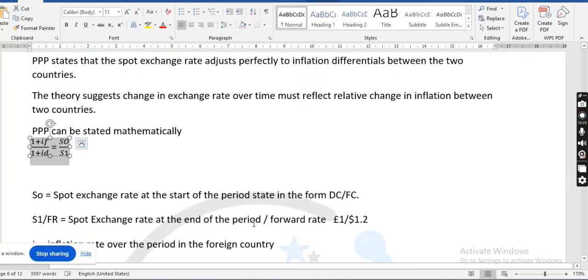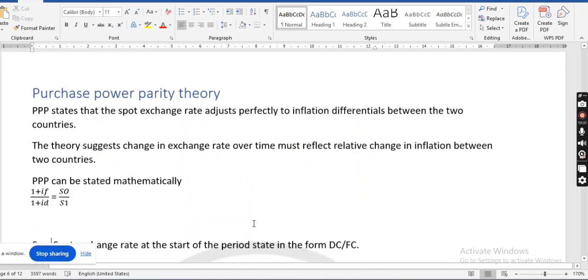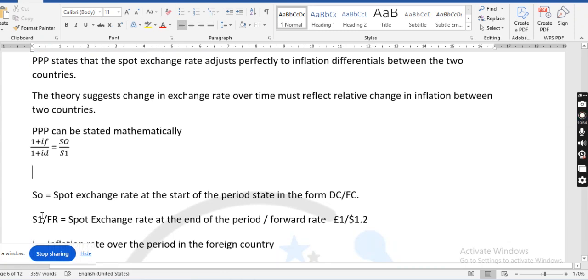Now, this is purchase power parity. Purchase power parity talks about inflation, how the exchange rate, how the spot rate can be adjusted for inflation between the two countries. And the purchase power parity (PPP) can be stated mathematically as this.